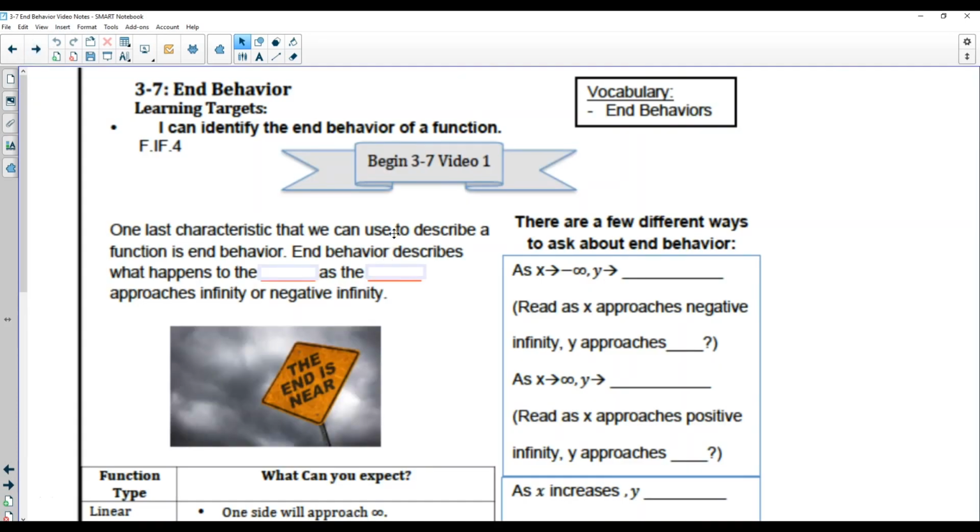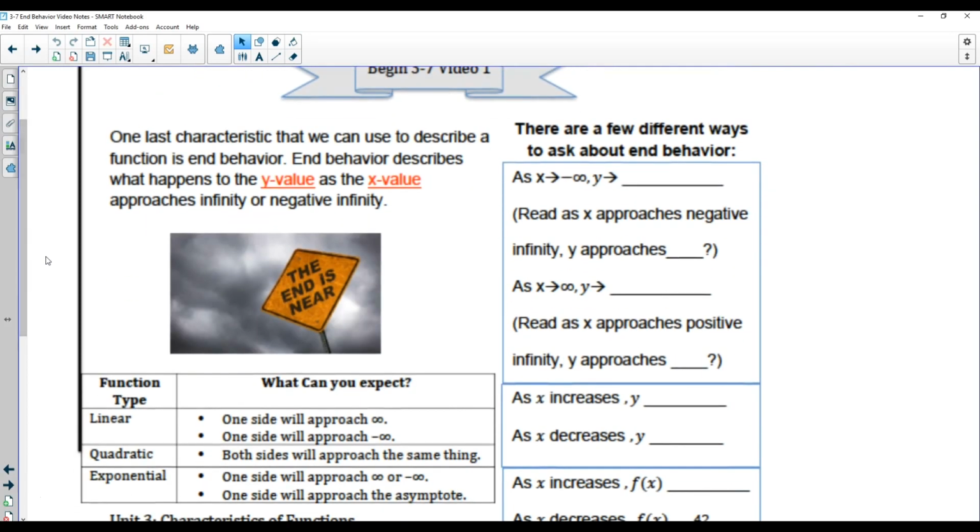Okay, so the last characteristic we use to describe a function is end behavior. End behavior describes what happens to the y value as the x value approaches infinity or negative infinity. So as those functions get to their very extremes, what is happening? There are a few different ways that we ask about end behavior. This is another one of those examples where math can't decide just one way to ask something. We have to ask a bunch of different things.